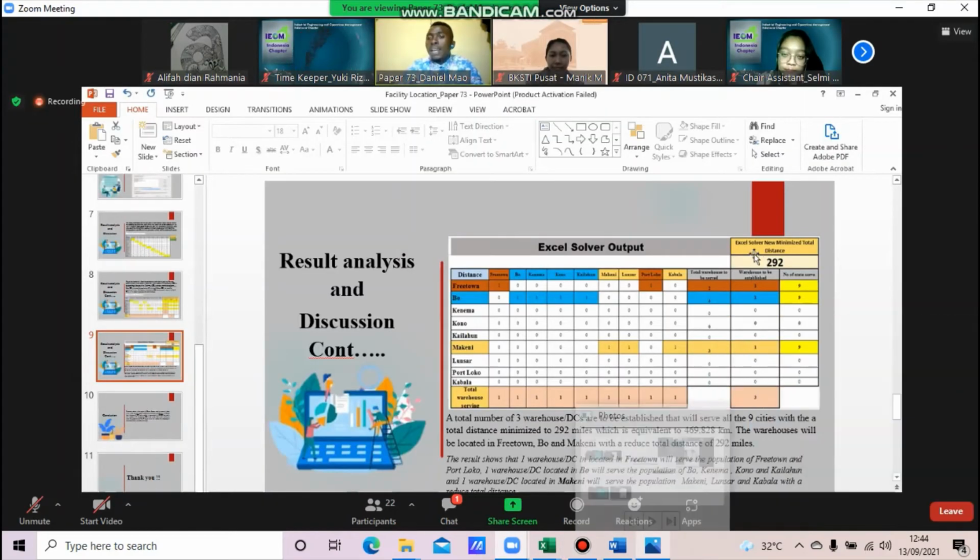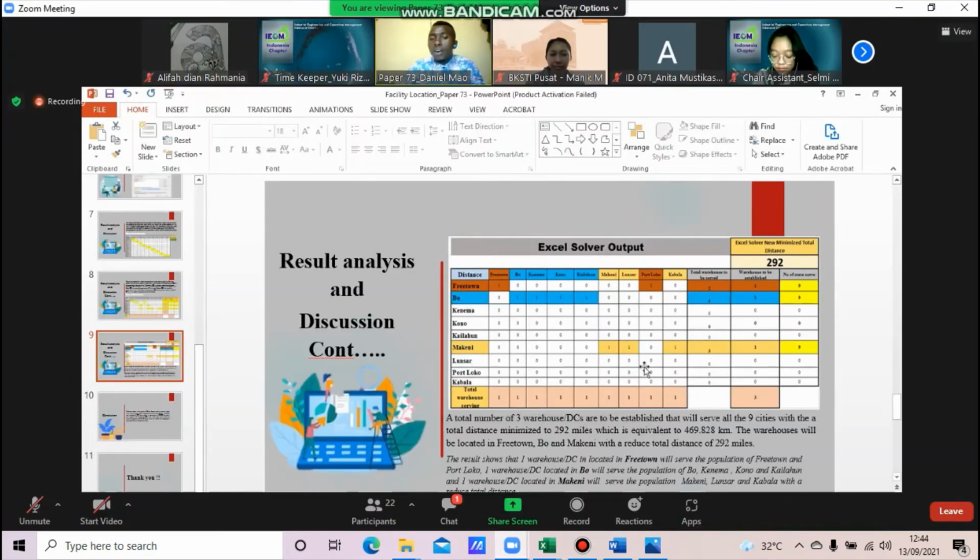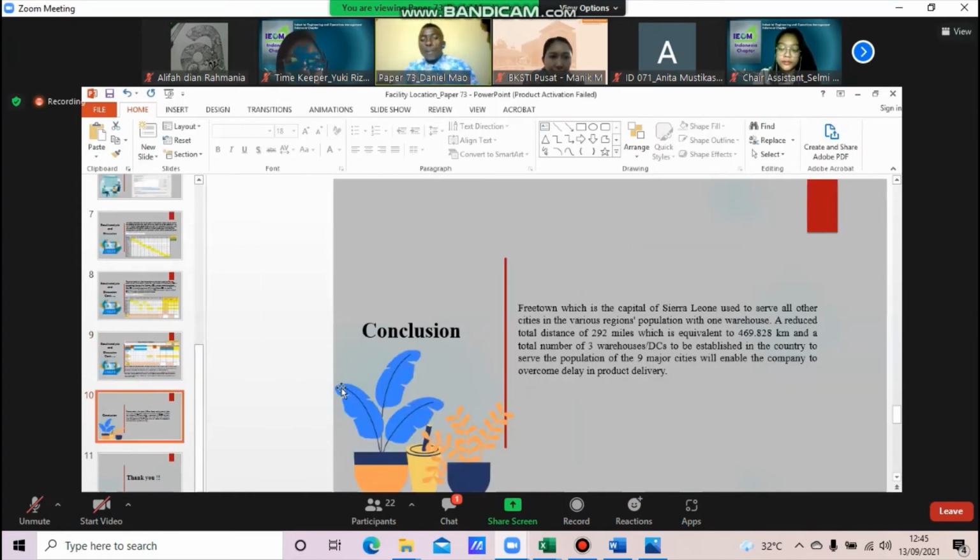So we have there a reduced distance, upon the number of warehouses and the distance clustering which the Excel server has conducted. So we know that we have 292 miles, which is a distance much more reduced as compared to the initial old distance. So upon this, we have our conclusion.